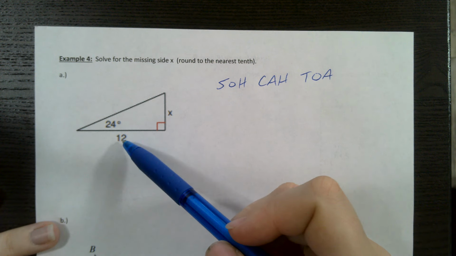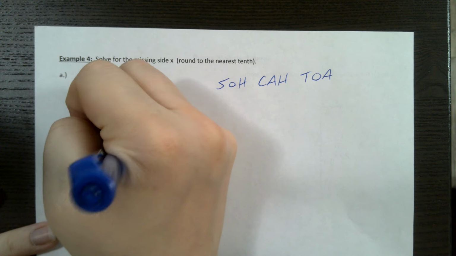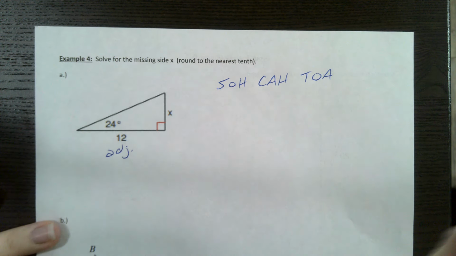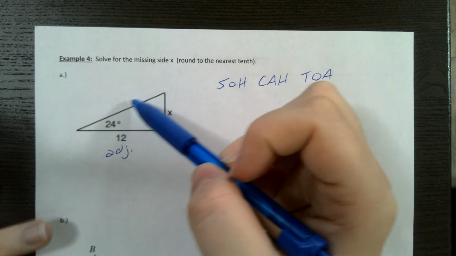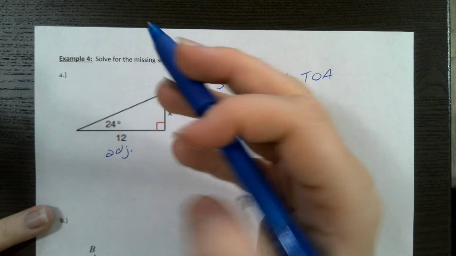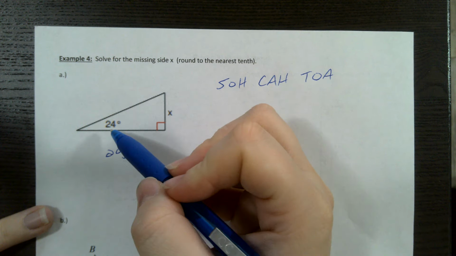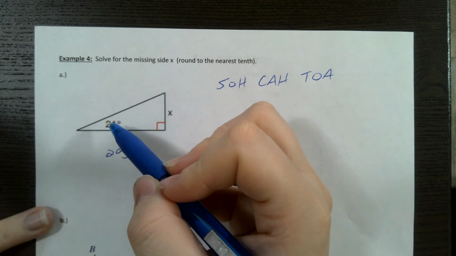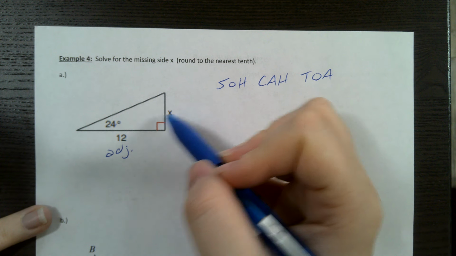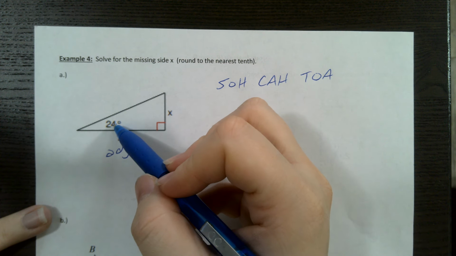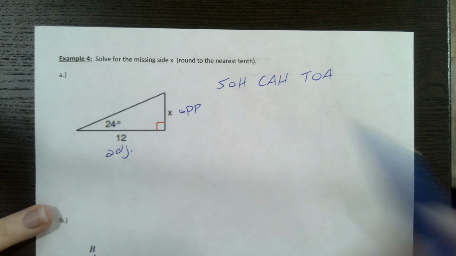Well, my 12 is right next to 24, so it's going to be adjacent. This is an adjacent side. It's not the hypotenuse, right? Because the hypotenuse is the longest side. That can't be my adjacent. My longest side, the one opposite the right angle, is always, always, always my hypotenuse. So my adjacent side is the side next to my angle 24 that is not the hypotenuse, in this case 12. What is my side x here to my angle, my 24? It's going to be my opposite side. It's across from my angle 24.